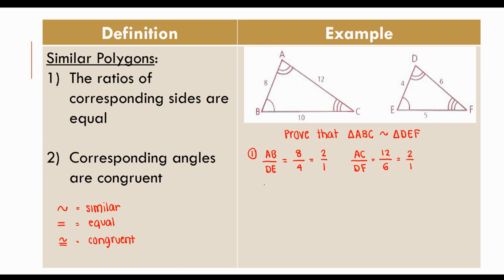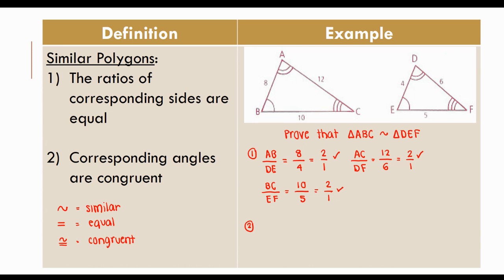The last side in the triangle would be BC over EF. Notice that BC is a length of 10, EF is a length of 5, and notice that that also reduces down to 2 over 1. So every single one of my ratios of corresponding sides reduce down to the same thing. So that proves the first one, that ratios of corresponding sides are equal.